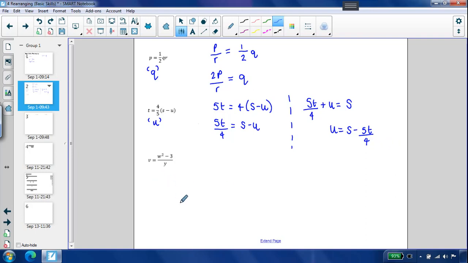Let's move on to this one, and I'm going to make W the subject. So first of all, I have a fraction. I'm going to have to remove the denominator. So I'm going to multiply both sides by y. And then I'm going to add 3 to both sides. Now I've got w squared on the right hand side. I just want to be left with w. So I'm going to square root both sides because that's the opposite of squaring.